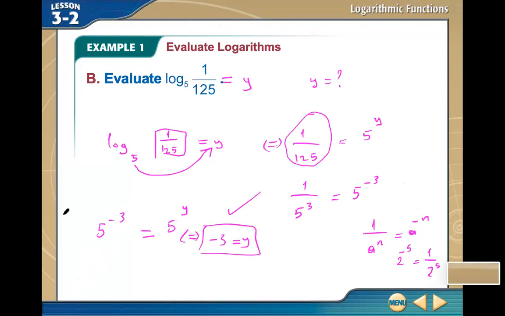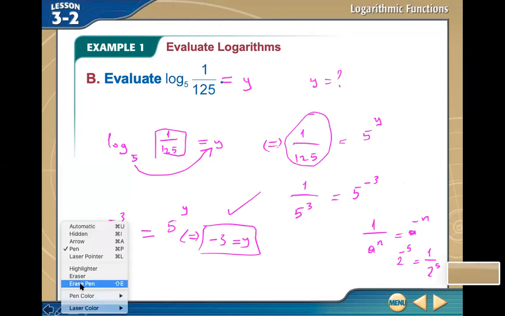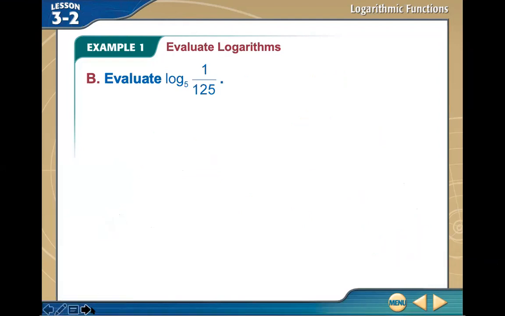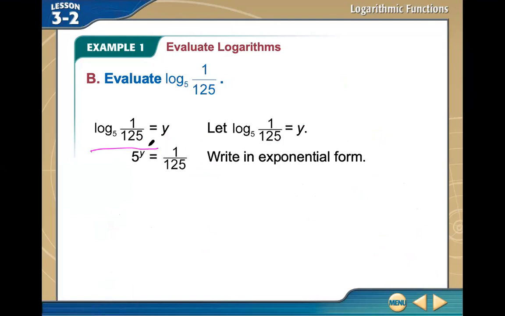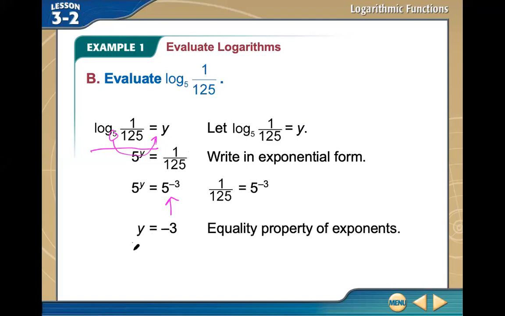Now, let us see the solution in our book quickly. Let's call it y. Then 5 to the power of y is equal to these results. And then 1 over 125 could be written in this form. And y comes out negative 3, and it is finished.